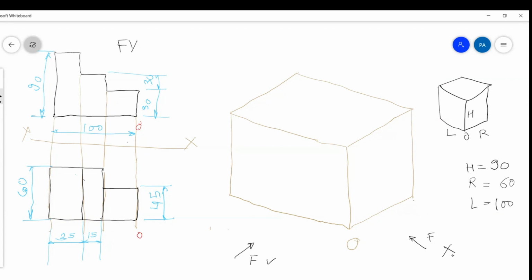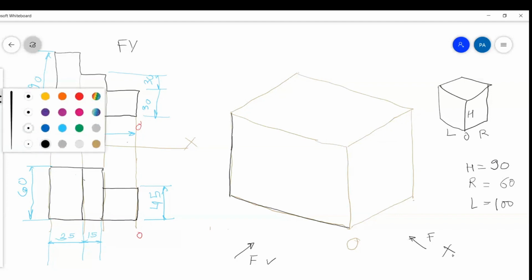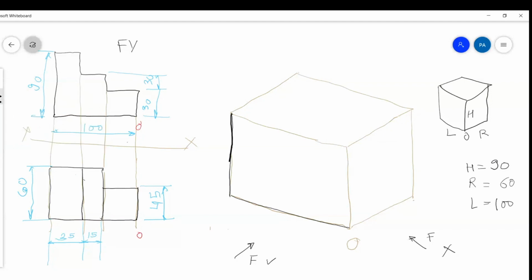So I can draw this much now. I can draw this much. All of you have understood that this will be drawn like this and this will be drawn like this. Let me increase the thickness. Like this, and this will be drawn like this. And then I can see this is 30. I'm drawing the front view first. So this is 30, and then it is going inside how much?